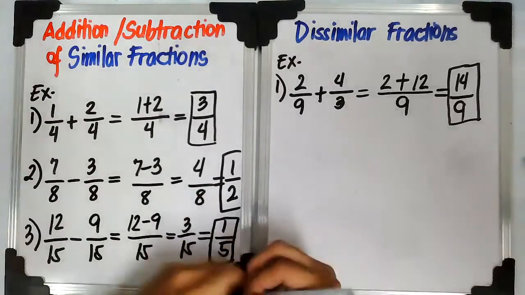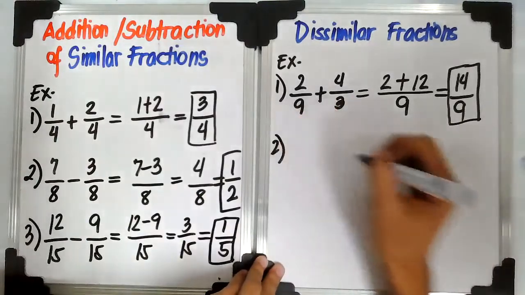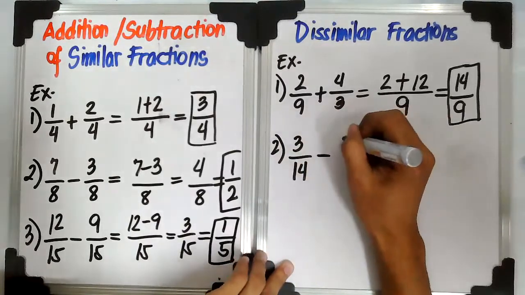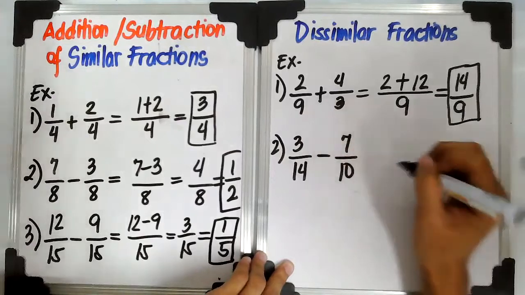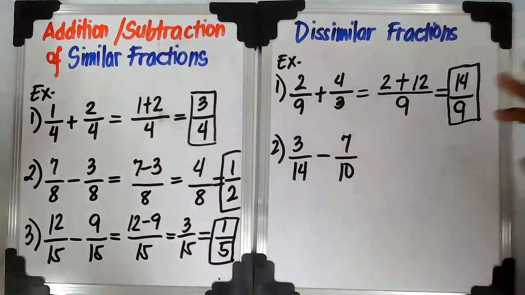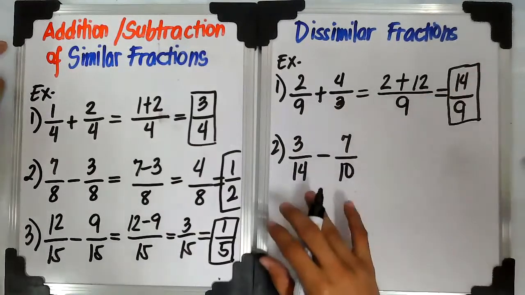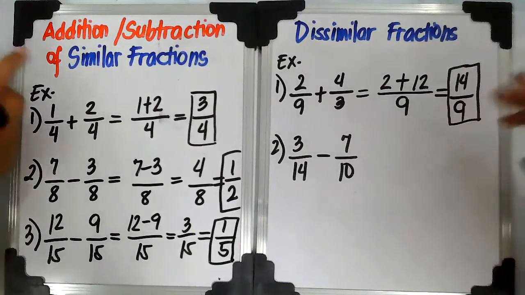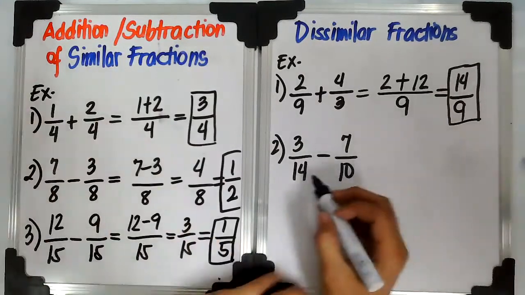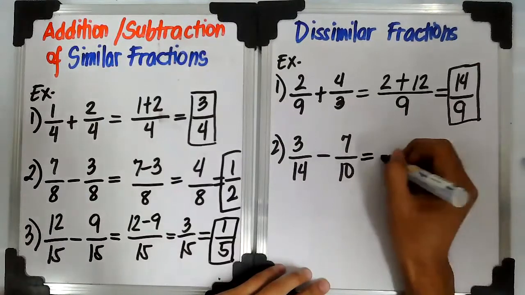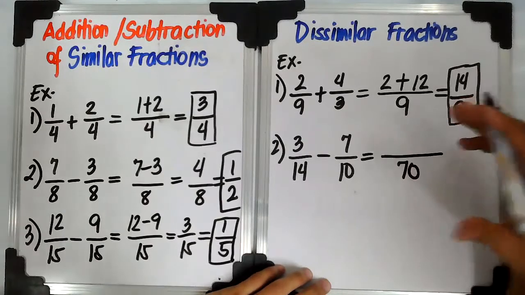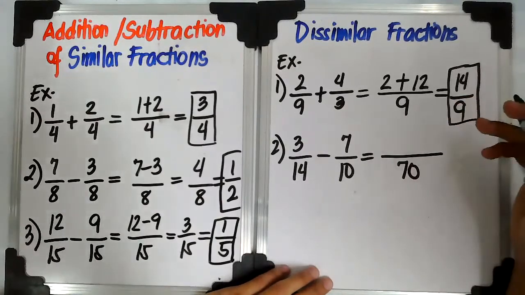So let's have another example. We have here 3 over 14 minus 7 over 10. Since we have two different denominators here, we have to get their common denominators. Express these two fractions in terms of a common denominator so that you can add or subtract these fractions. So the LCD of these fractions is 70. And we're going to rewrite these fractions in terms of their common denominator.